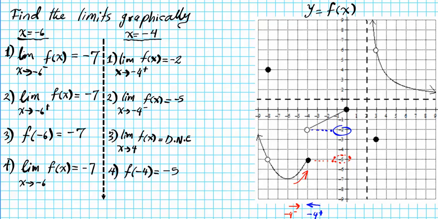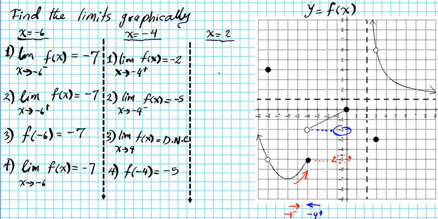All right, now let's take a look at another set of examples. How about we look at x equals 2? Take a look at the limit, directional limits, double-sided limits there, and also the value of the function at that point. So question number 1, what is the limit as x approaches +2 from the right side? What's the limit of f of x as x approaches +2 from the right?